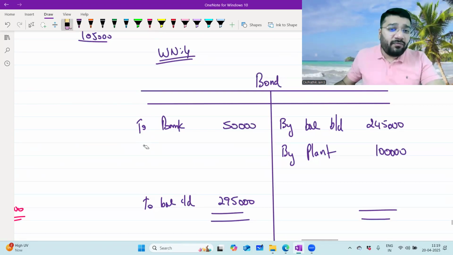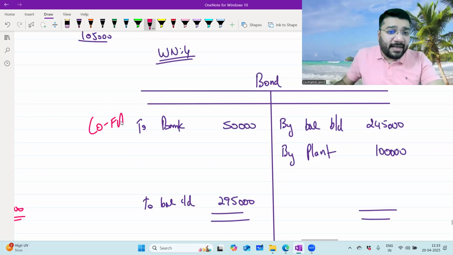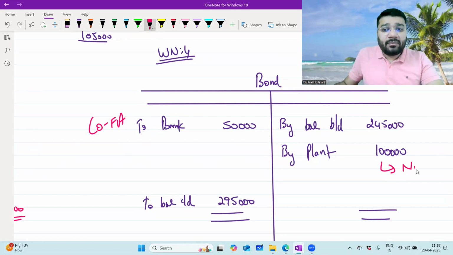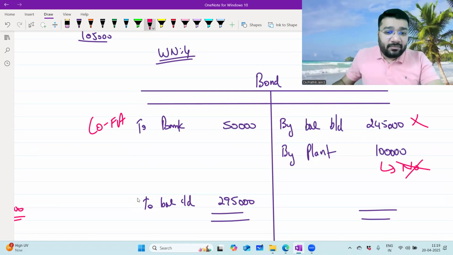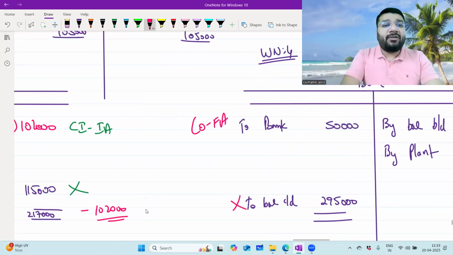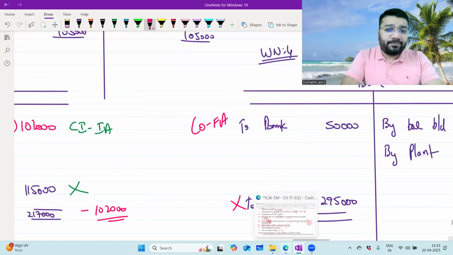Wonderful, super. So now this will affect my financing activity: cash outflow, financing activity. And plant will affect nowhere, opening, closing, nowhere. So nothing to segment 2.